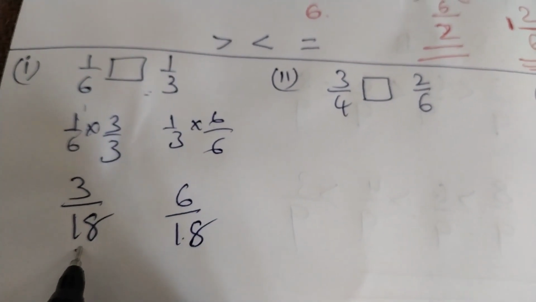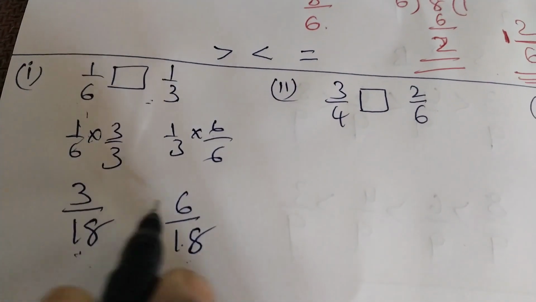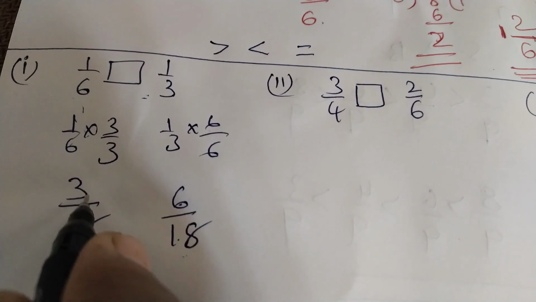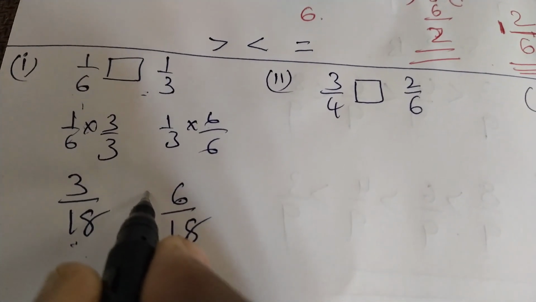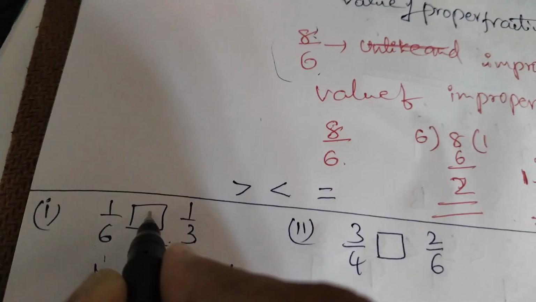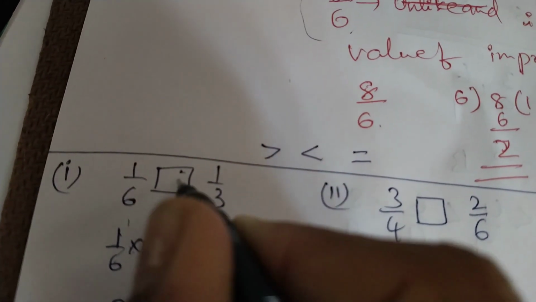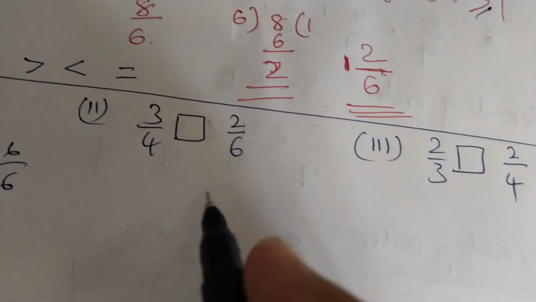So these fractions are now converted to like fractions. We will see that 6 is greater than 3. So 3 by 18 is less than 6 by 18. This 6 by 18 comes from 1 by 3, and 3 by 18 comes from 1 by 6. So we are going to put less than. And then coming to the second question.